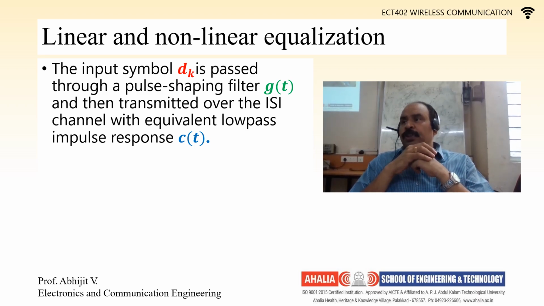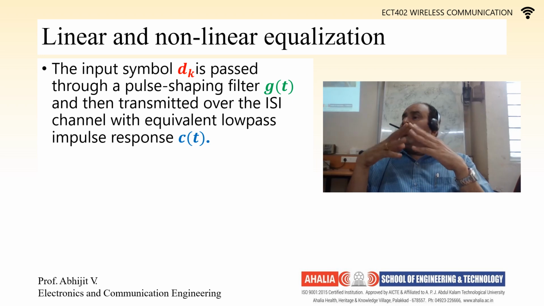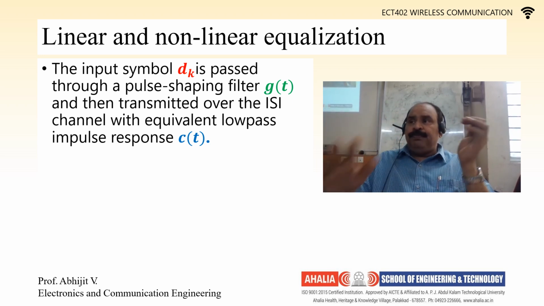So the input signal d(k) is passed through the pulse shaping filter with a frequency response g(t), and then transmitted over an ISI channel with equivalent low pass impulse response. Whatever algorithm you are asked to explain in the examination, you need to write all these things.